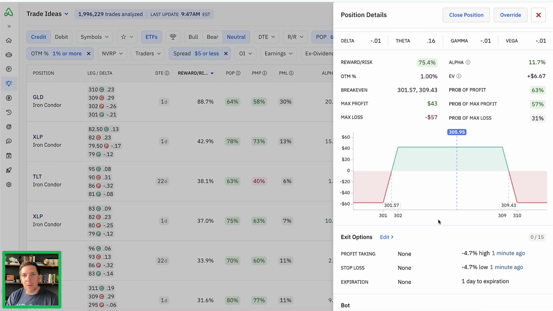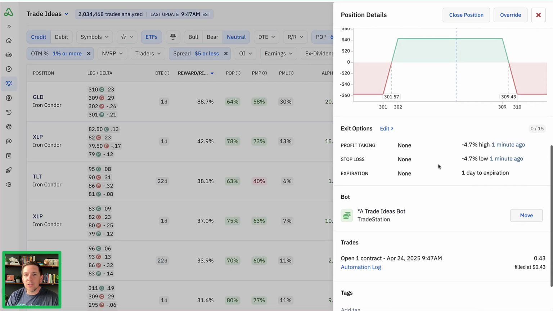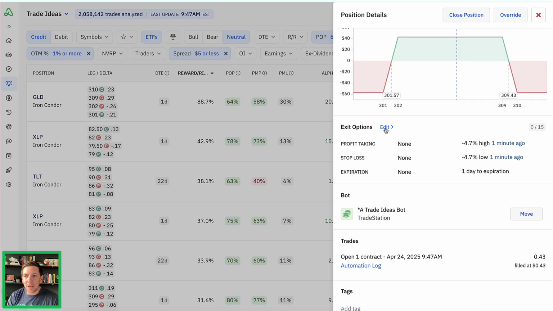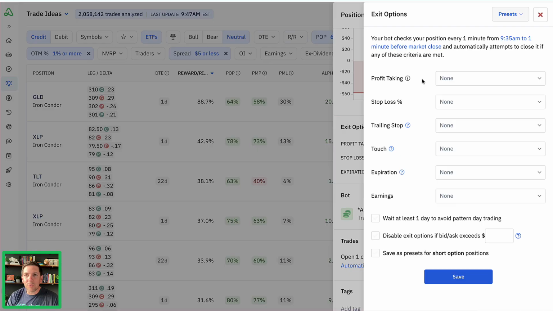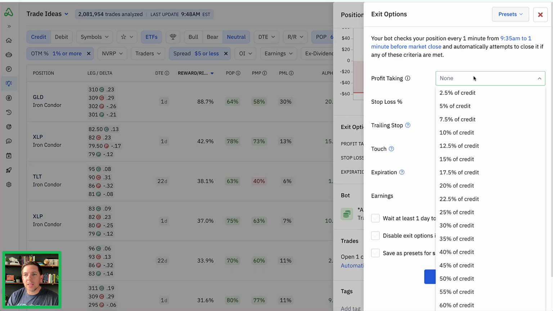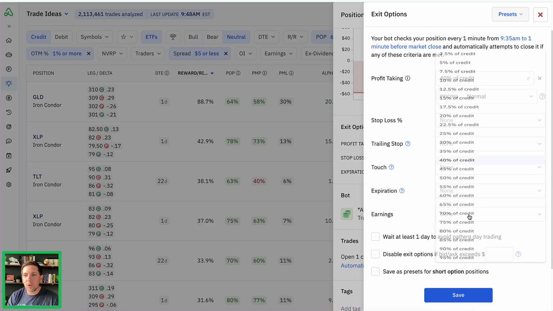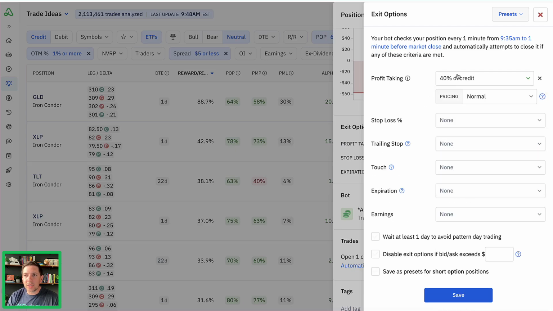So what we might want to do here is also set some predefined targets for exiting the position. And we can do that right here inside of exit options. Exit options run every single minute and monitor the position automatically for you. So I could set my profit taking. Let's say I want to take a pretty quick profit on this, maybe 40% of the original credit. So if it gets to 40% of the original credit, let's go ahead and take a profit.